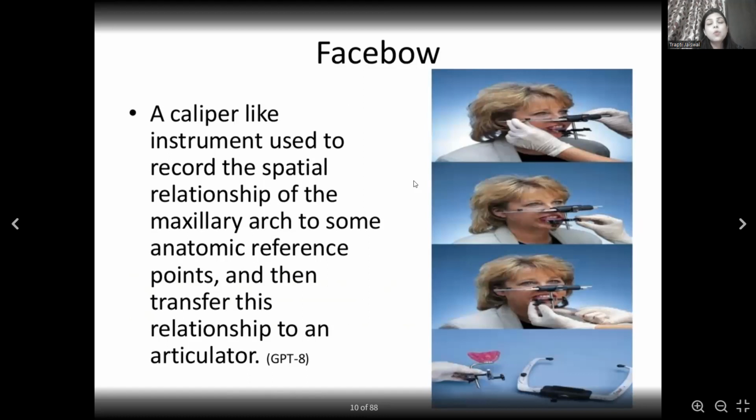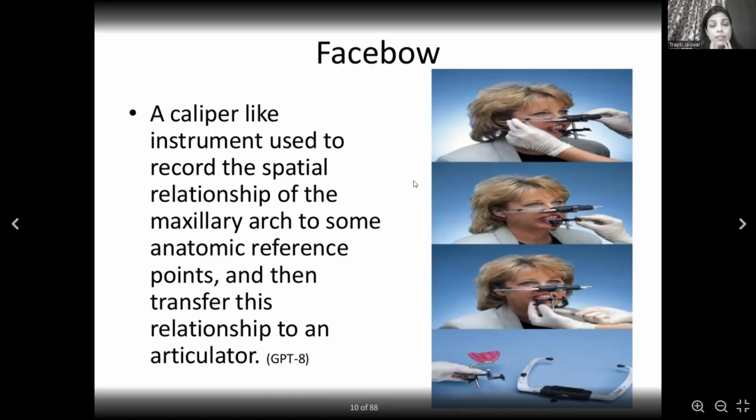How will we record the orientation jaw relation, and why are we recording it? Just imagine, we know that we are fabricating dentures between the jaws. So we need to record the relationship of the maxilla anteroposteriorly, vertically, and laterally in relation to the base of the skull, in relation to the cranium.